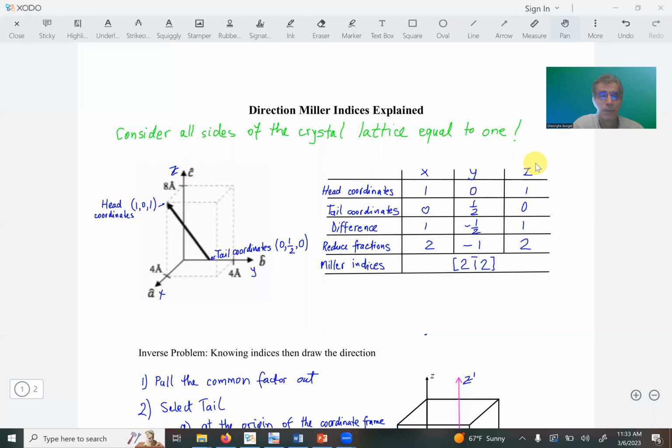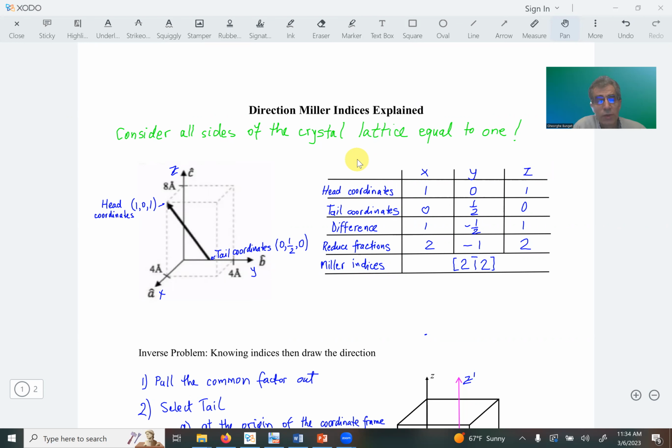Hello, everyone. Let's explain a little bit better the Miller indices so we are understanding them well. First of all, as we discussed previously, consider all sides of the crystal lattice as equal to 1, to unity. This will simplify our procedure significantly.